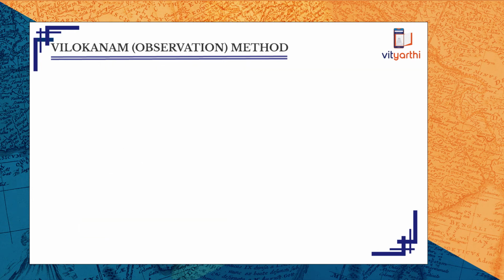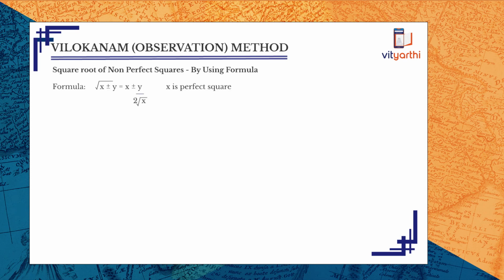Now we will find the square root of a non-perfect square by using a formula. We will use the formula: root of (x plus minus y) equals root x plus minus y upon 2 root x. Point to be noted here: x should be a perfect square.